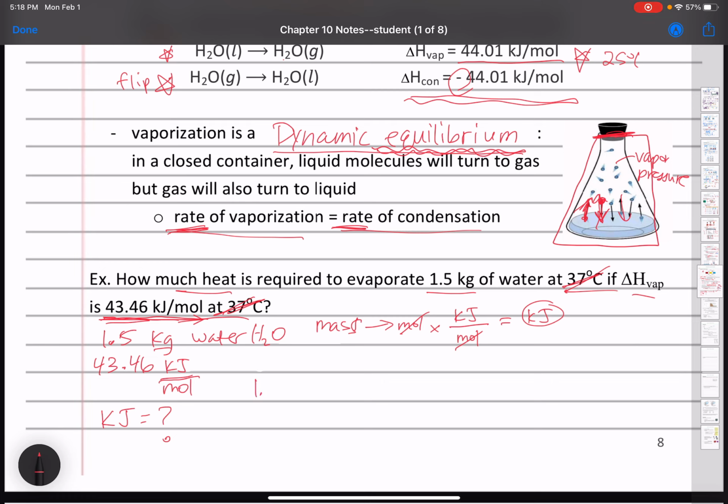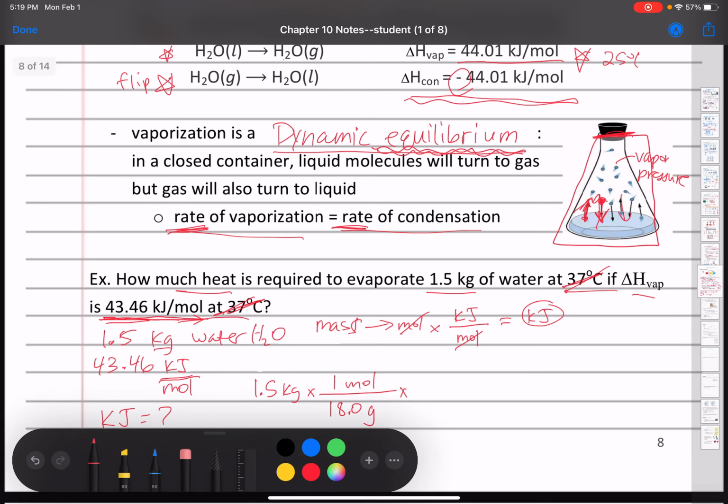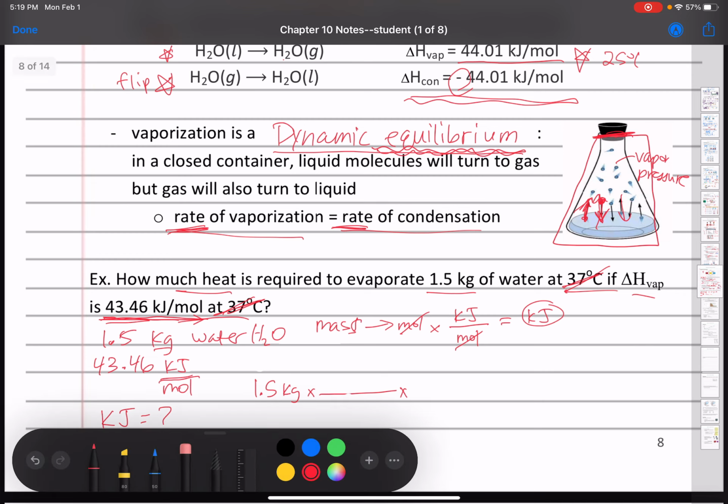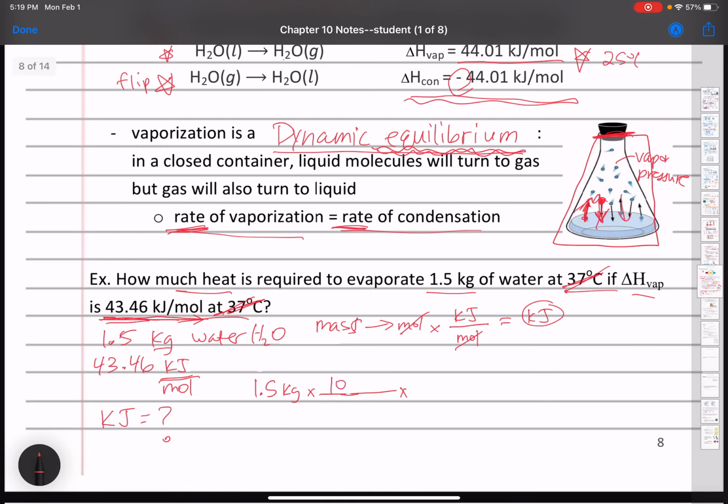I'm going to take that mass, 1.5 kilograms of water, divided by the molar mass. 1 mole of water is 18.0 grams. And oops, I see a mismatch here. Let's erase this. My kilograms and grams are not going to cancel out because they're different units. So first, I'm going to convert these kilograms into grams. There's 1,000 grams in 1 kilogram. So now my kilograms cancel out. And now I can do the molar mass.